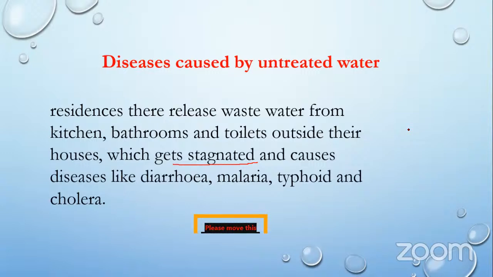On roads, if you see any pit, water will stay there. So what will happen? Water will stay there for many days. Mosquitoes will lay eggs, and all the waste will be collected there. So this water is called stagnated water. Stagnated water causes many diseases like diarrhea, malaria, typhoid, and cholera.